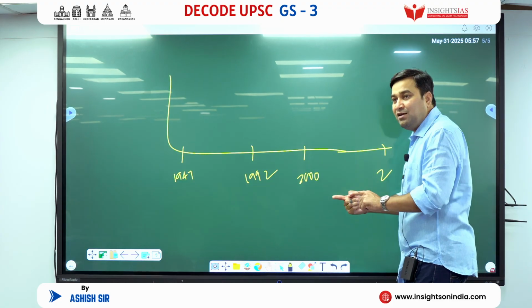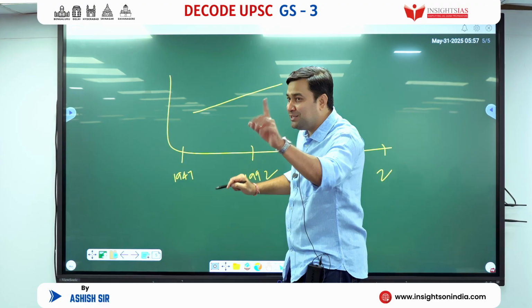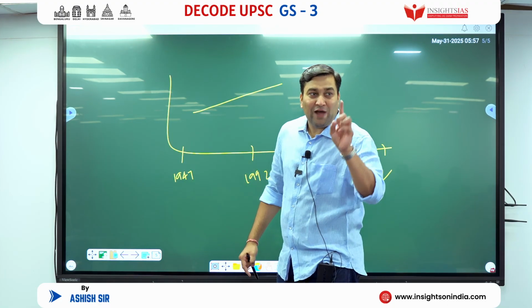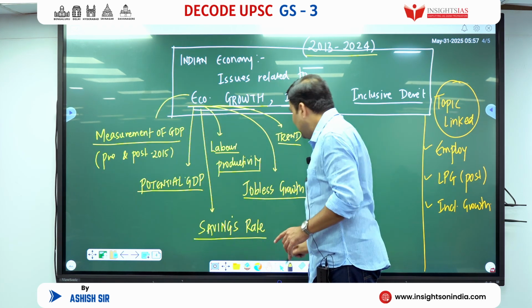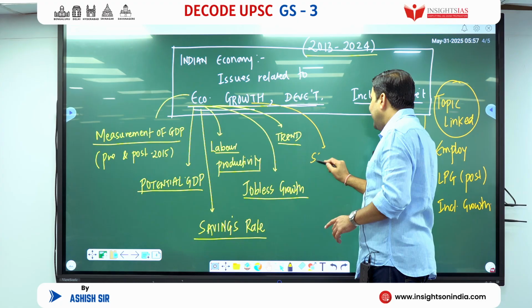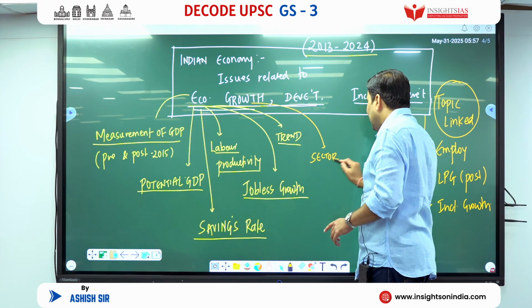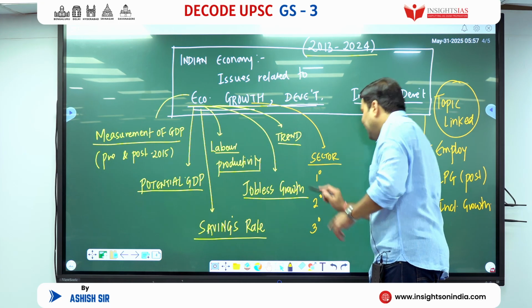How is it changing? What is the trend? This is what is given in the economic survey. Matlab, I have to analyze it. Now when I consider the different sectors of economy, that is primary sector, secondary sector and tertiary sector.